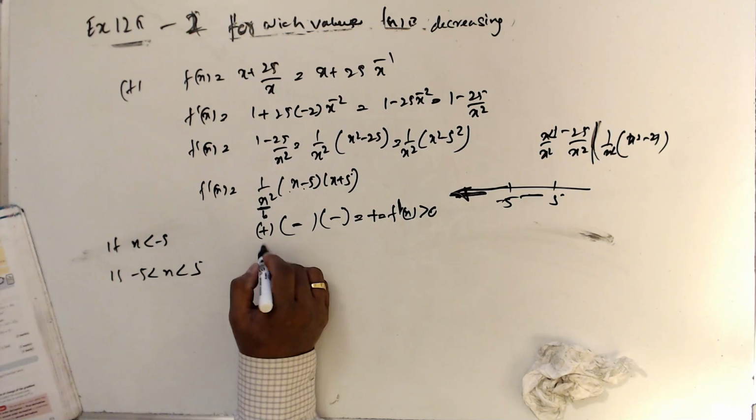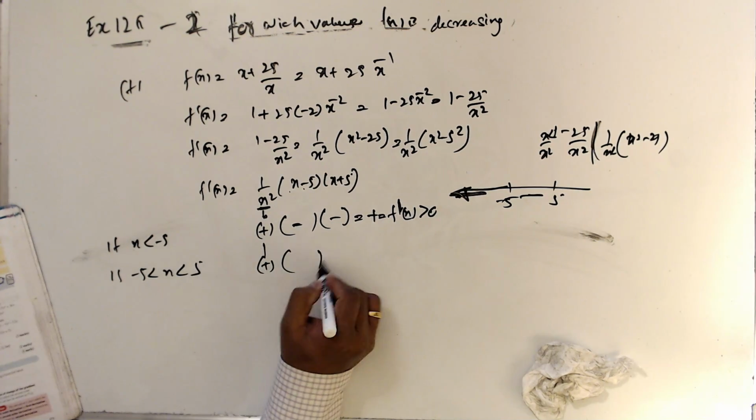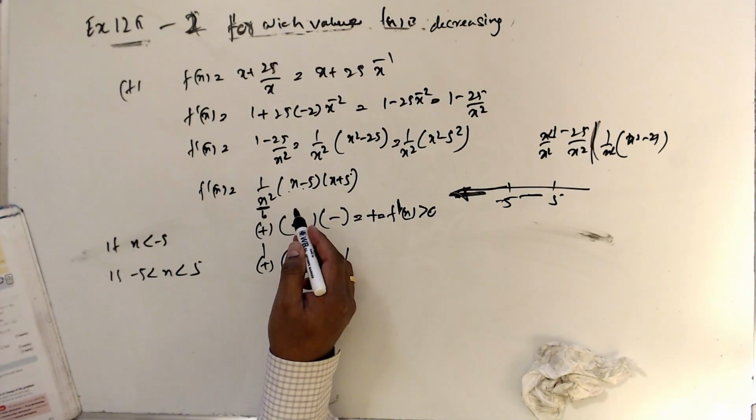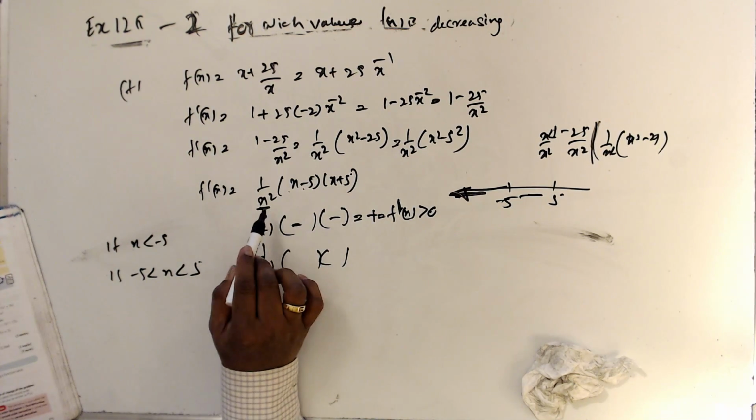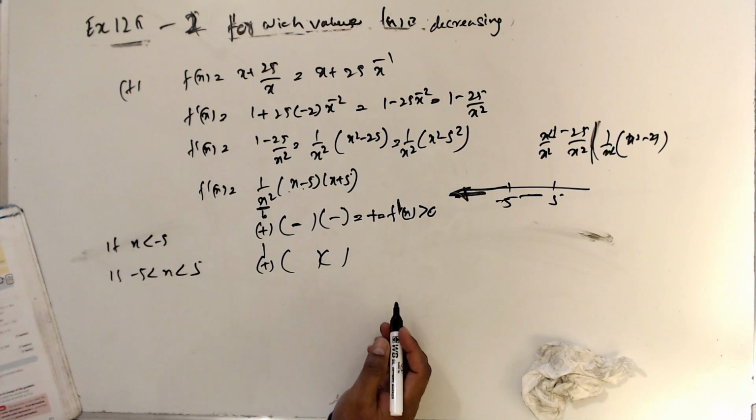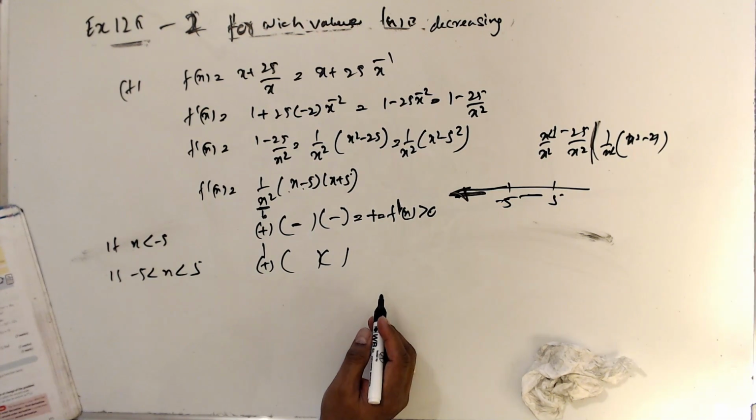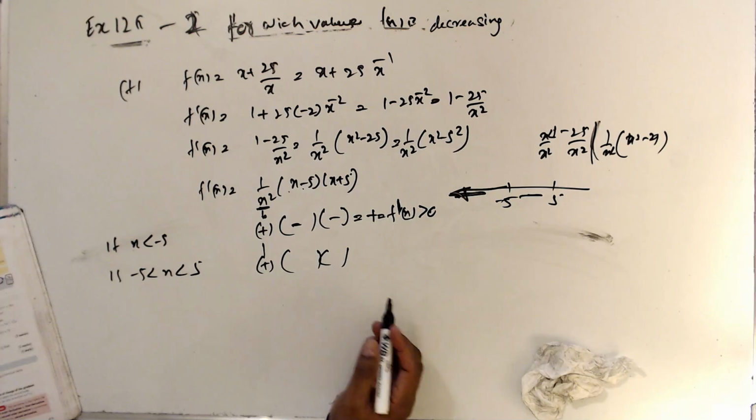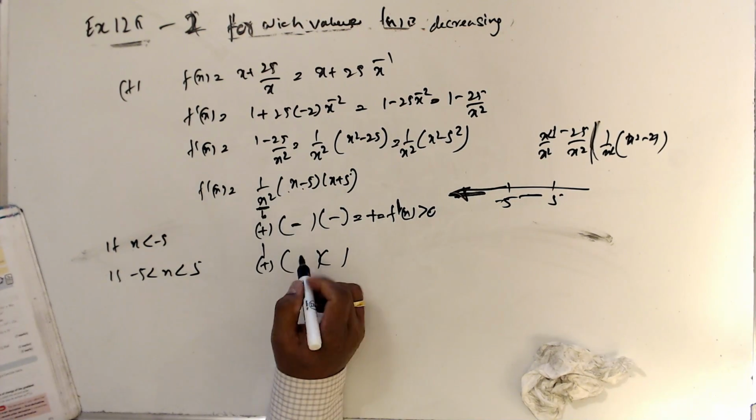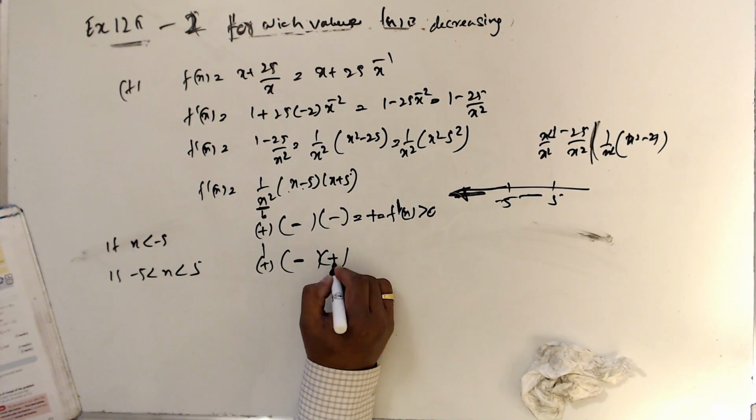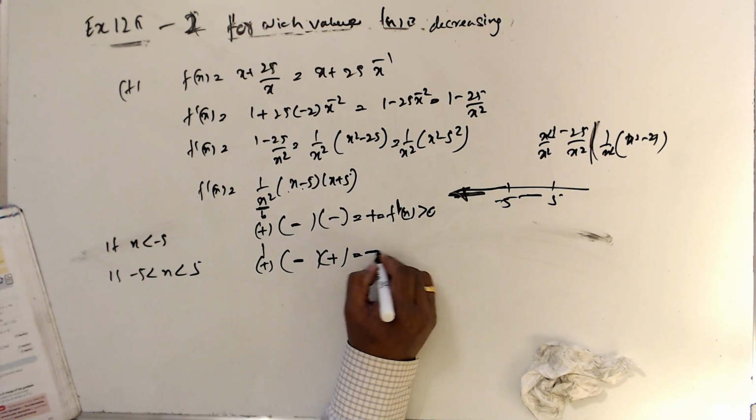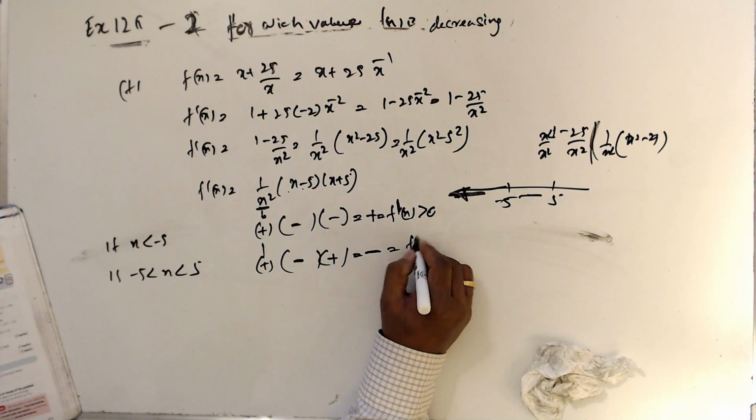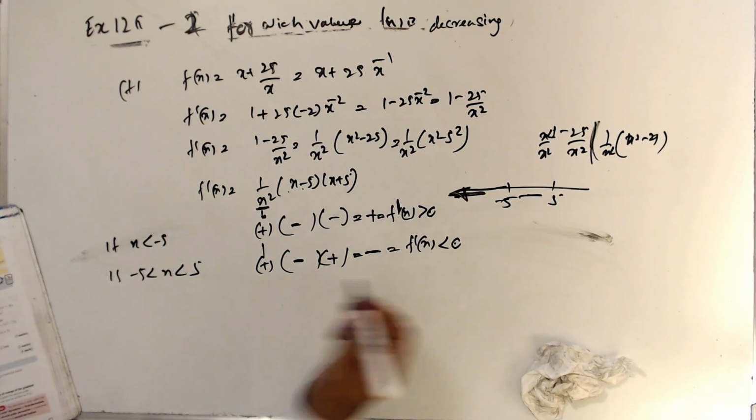0. Now we know this is always positive, and okay, I'll take a different number. I can't take 0 because 1 over 0 is infinity. So let's take 0.1, or 1. So 1 minus 5 is negative, 1 plus 5 is positive. Negative times positive is negative. So this will imply f dash x is less than 0.